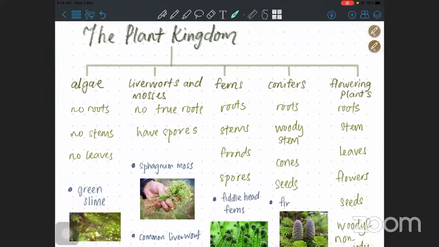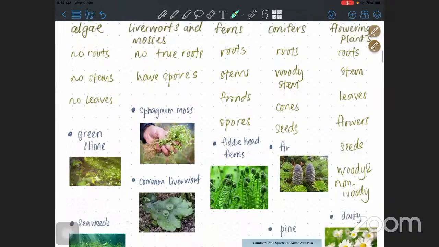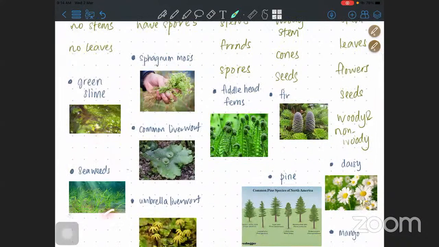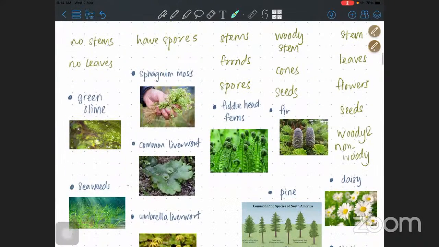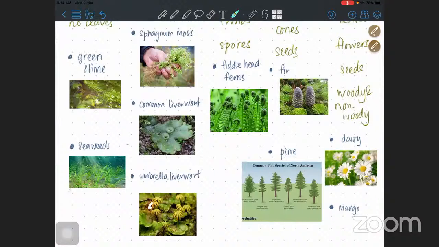We have algae, liverworts and mosses, ferns, conifers, and flowering plants. Let's see some features. Algae have no roots, no stem, and no leaf. For example, the green slime here and the seaweed. Liverworts and mosses have no true roots and have spores, such as sphagnum moss, and the common liverwort. Can you see the shape here? We call it the umbrella liverwort.